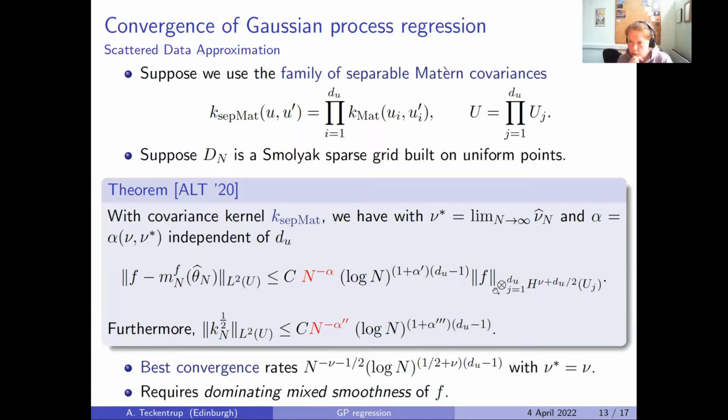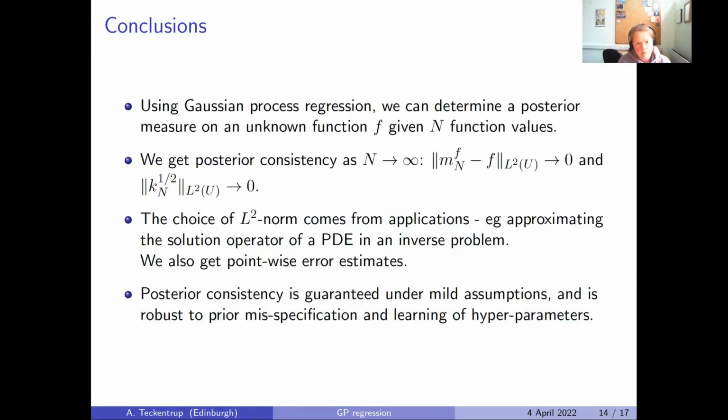You can then show that you get much better convergence rates. In particular, you get n to the minus alpha here, where the alpha will again depend on the smoothness parameter that you have. But in particular, it's going to be independent of the dimension. So the alpha that you get here is going to be independent of the dimension, but you do have a log factor that depends on the dimension. So it's not completely dimension independent, but it is a lot better than the results that we had earlier.